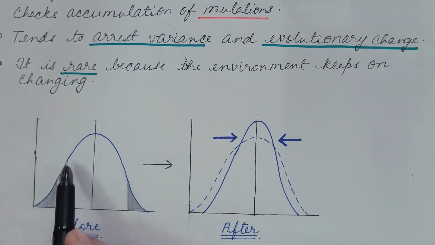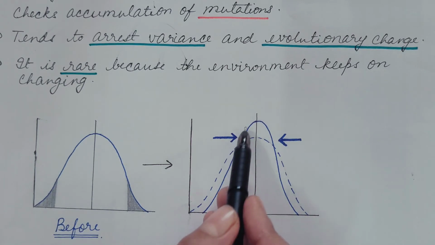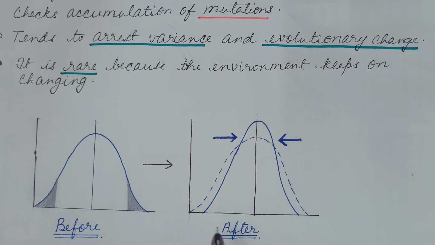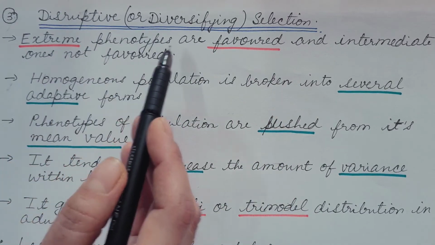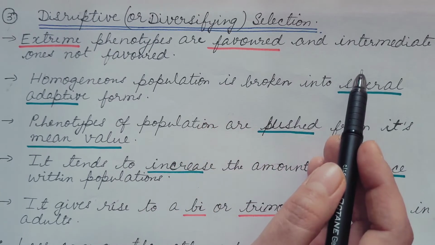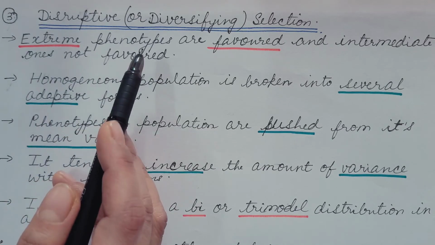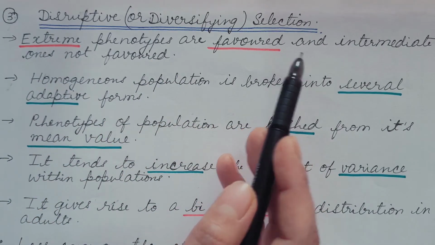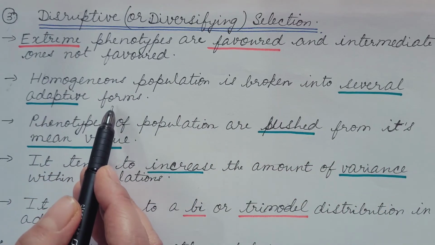If we see this graph, this is bell shaped and it is before stabilizing selection. These are extreme phenotypes and this is the intermediate phenotype. These are eliminated and the intermediate phenotype is favored. So, after selection we get this type of the graph. Third is disruptive or diversifying selection. Extreme phenotypes are favored and intermediate ones are not favored. So, these extreme phenotypes have advantage over the intermediate ones. Homogeneous population is broken into several adaptive forms.